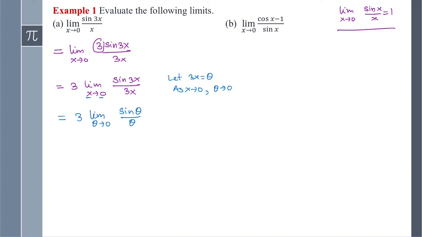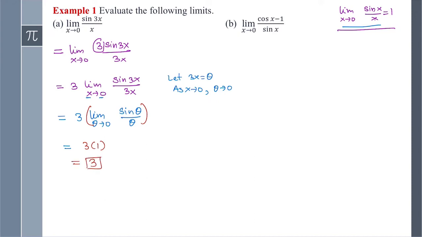So now we have exactly what we have here: limit as x approaches 0, sine x over x equals 1. So we have the exact same thing, which means this limit is 1. So we have 3 times 1, which is 3.